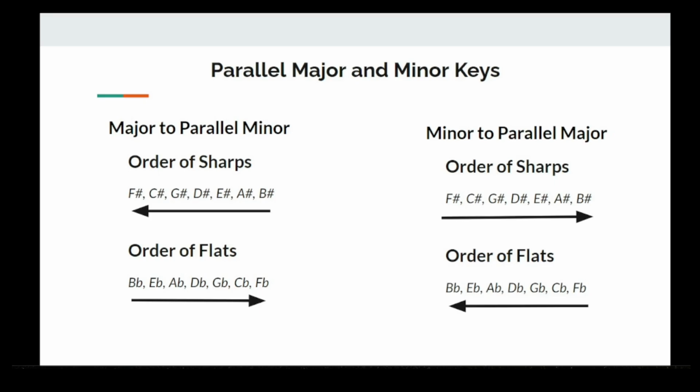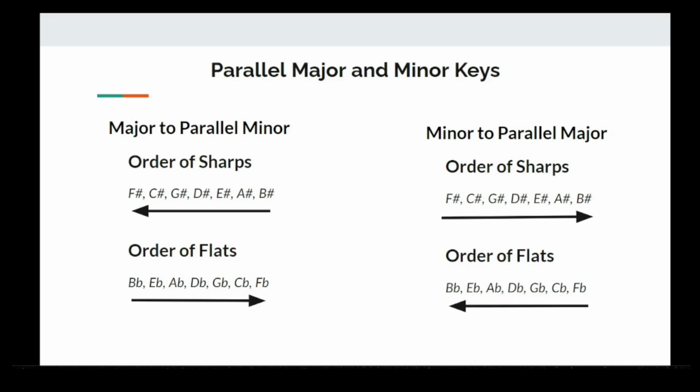To go from a minor key to a parallel major key, we add 3 sharps in the opposite order we did the flats. Flats are always removed first. Here we can see the order of sharps and flats along with the direction that is followed.